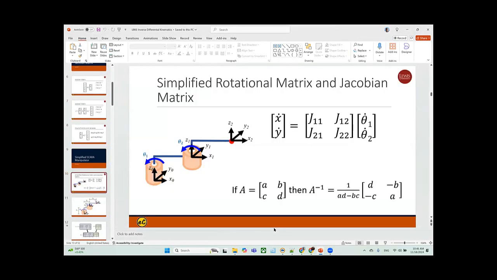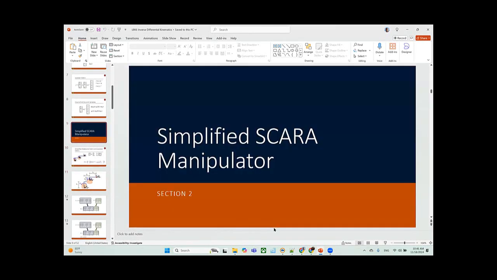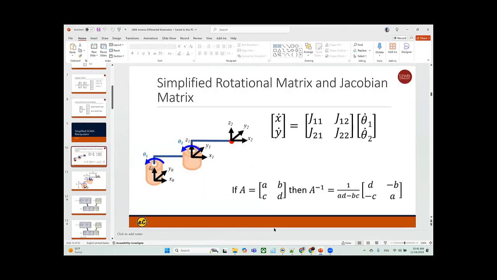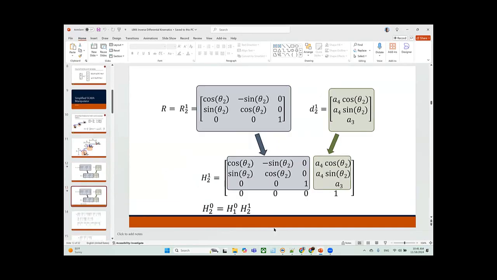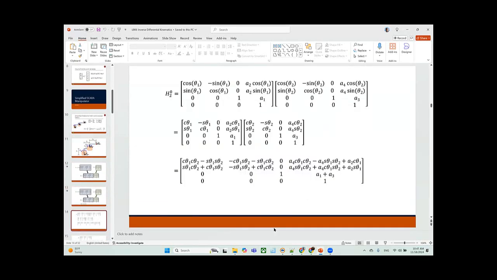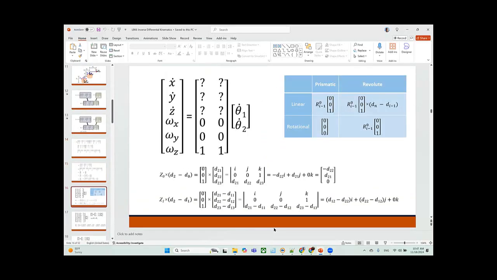So we do have an example right here to talk about the simplified scalar manipulator and how to calculate the Jacobian. Okay, here we do have slides and a video to do that. So the G linear plus, the prismatic and the revolute, these are different vectors that you need to calculate. It's all here, okay? It's all here.